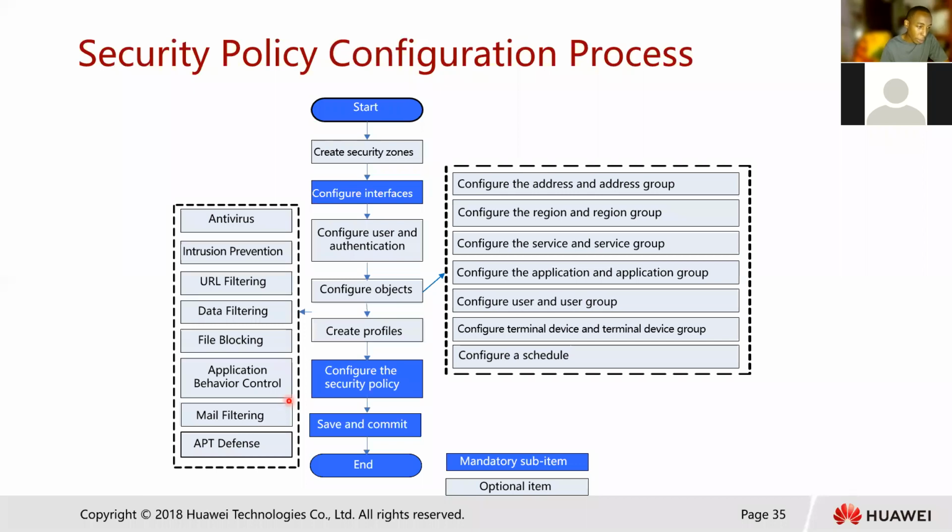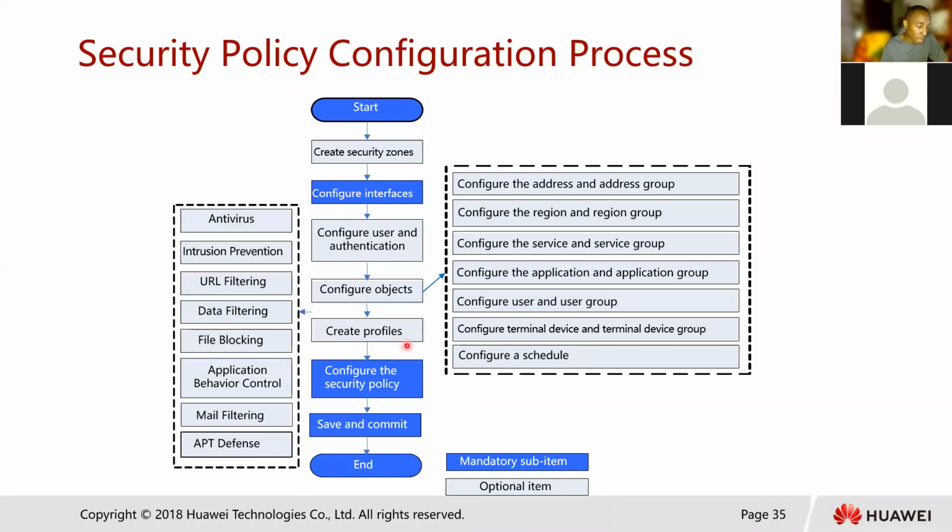So what happens is you create the security zone, you configure the interfaces, right? That we're going to be accessing, for example, the upstream and the downstream. Then you configure the user and the authentication, and configure the objects. When talking about the objects, that is the address and the address group, region and the region group, service and the service group, application and the application group, user and the user group, terminal device and the terminal device group, as well as the schedule. Those are some of the objects. Remember, we saw how they look in the web user interface.